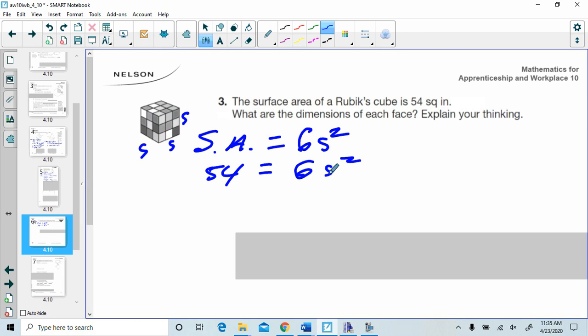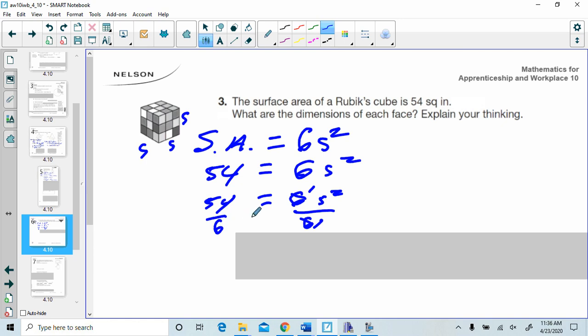To isolate for the S variable, we're going to use opposite operations until the variable is by itself. So in this case, we have 54 equal to 6 times S squared. To get the 6 out of there, we want the S isolated. So we're going to divide the right side by 6 and the left side by 6. That will isolate this S. It'll still be squared, but there won't be any coefficients. So 6 divided by 6 is 1 over 1, and then the 54 over 6 is what we're left with.